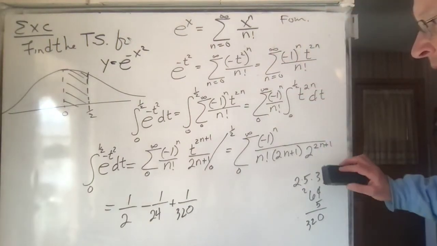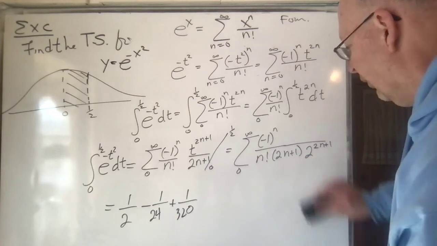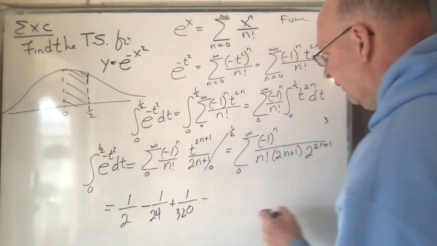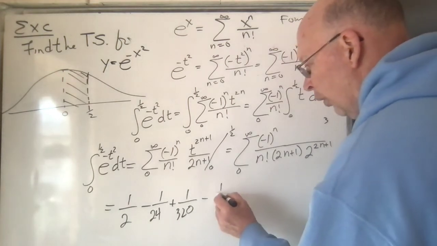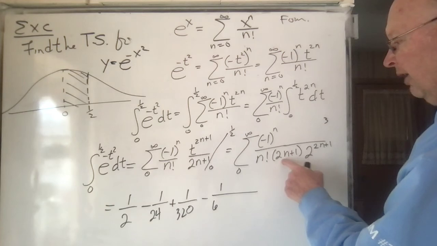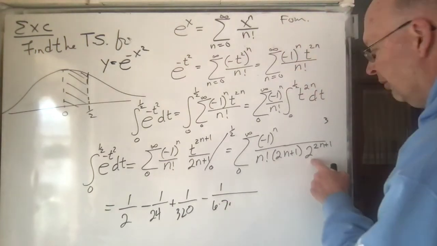What happens when n is 0, 1, and 2? What happens when n is equal to 3? What am I going to get? It's going to be negative. It's going to be 1 over 3 factorial, which is 6. 2n plus 1, that's going to be a 7. And then this is going to be 2 to the 7th.